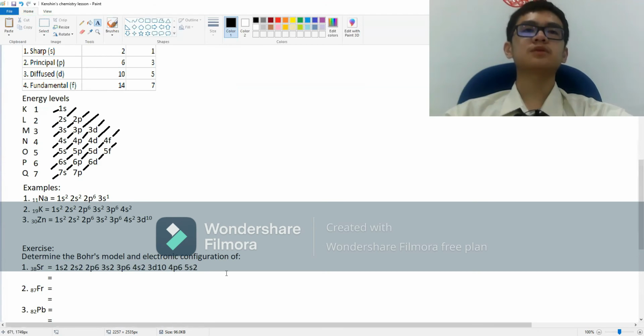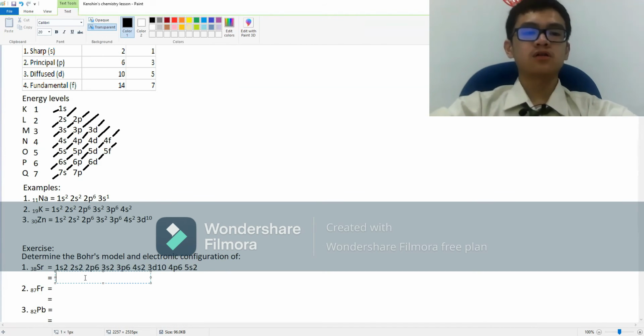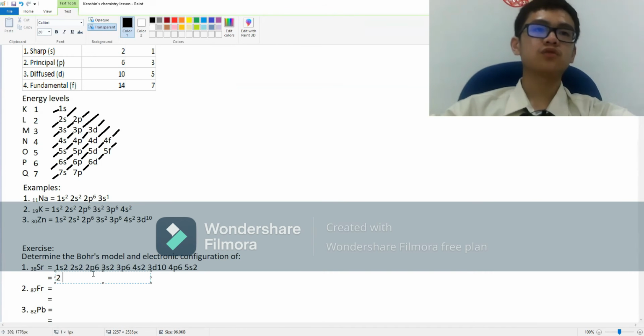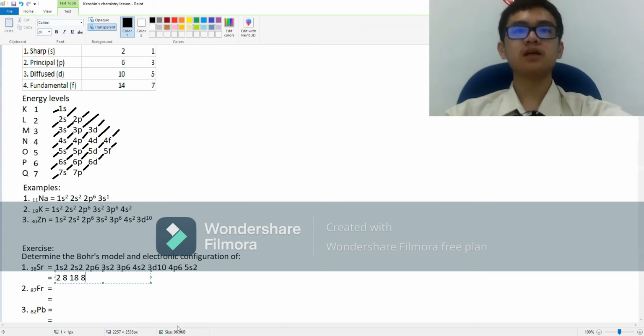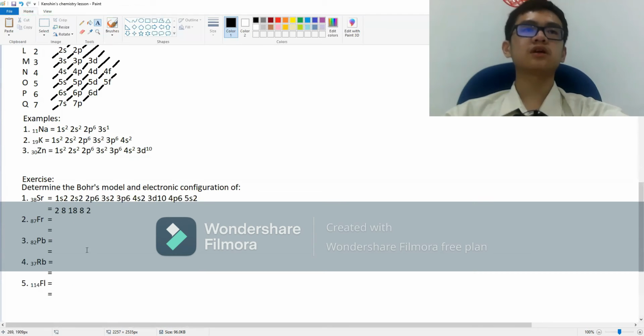So now let's total up the shells. So in the first shell you have 2, second shell you have 2 plus 6, so 8. Third shell you have 2 plus 6 plus 10, makes it 18. Fourth shell you have 2 plus 6, which means 8. And then 5s2, you have 2 electrons. So now you have both the electronic configuration and the Bohr's model over here.